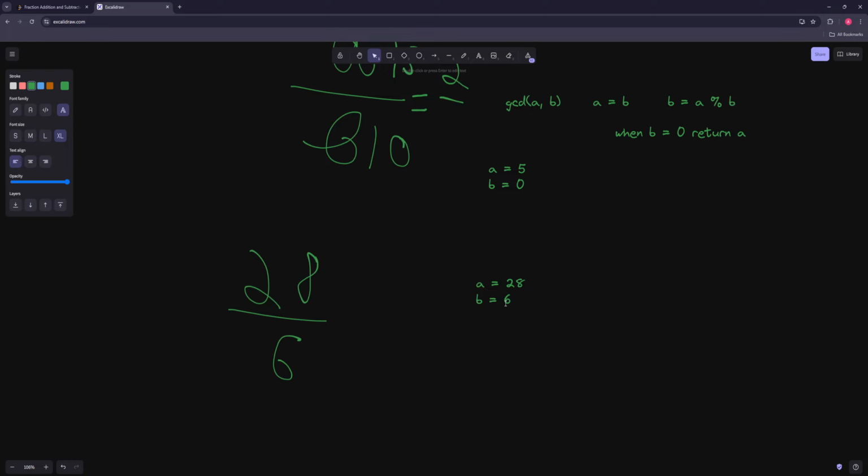and you keep doing the same thing. So 28 mod 6 is 4. So this becomes 4, and this is the old value of b, so 6. Then 6 mod 4 is 2, so 2, and this is the old value of b. Then this is 0, and the old value of b. So the greatest common divisor is 2, and that is indeed the case. So you would divide them both by 2, and you would get 14/3, and that's your answer.